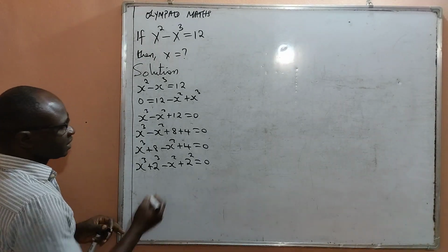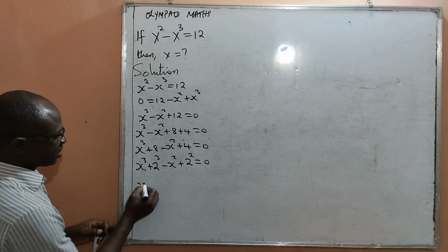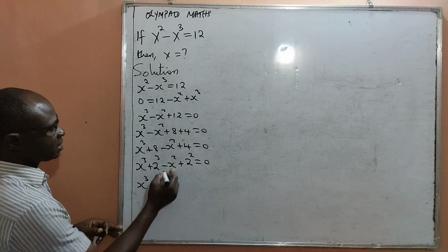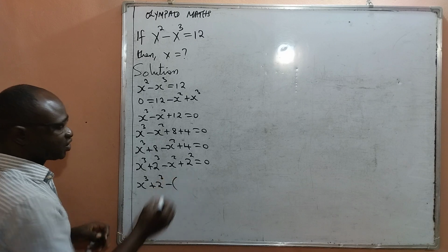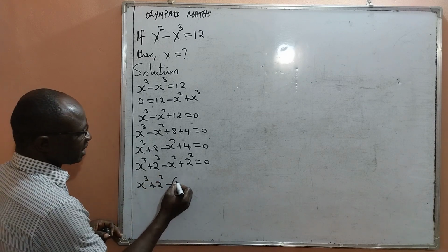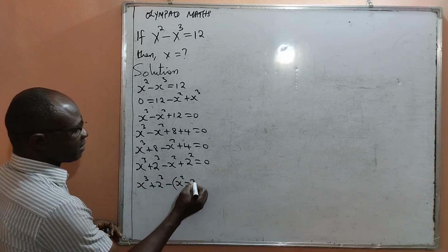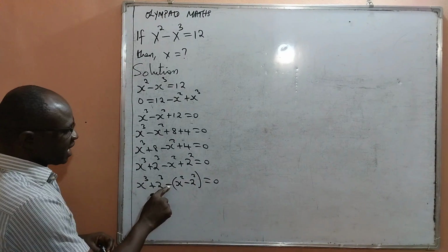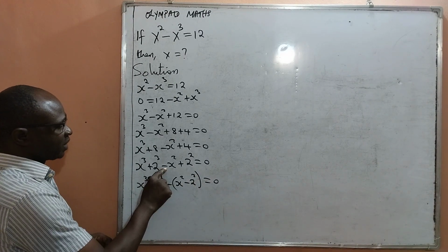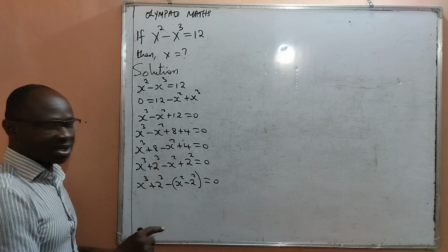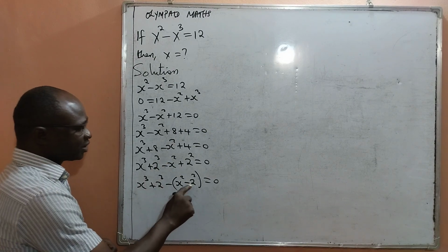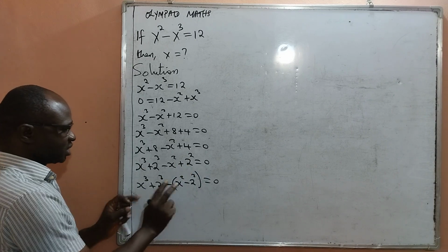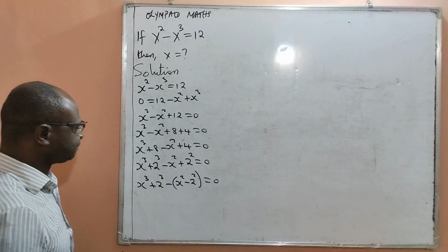But then, it can also be written as x raised to power 3 plus 2 raised to power 3, then minus into the bracket x squared minus 2 squared equal to 0, because minus multiplied by x squared will give us minus x squared, and minus multiplied by minus 2 squared will give us plus 2 squared. So it is very correct.